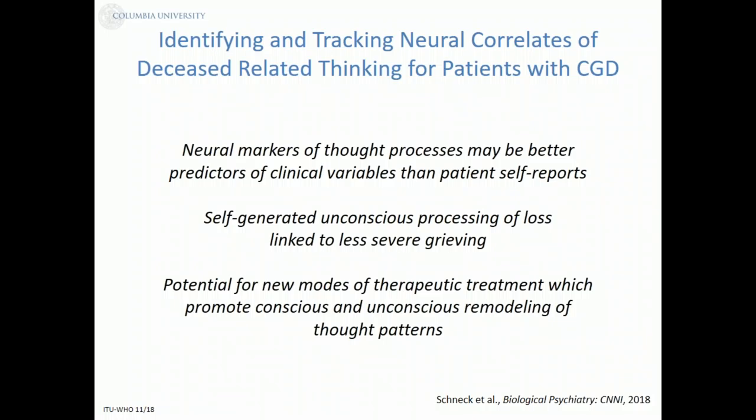So we might be able to get a better idea of whether they are truly in a good mode of recovering from grief, not just simply by what they're reporting in their therapy sessions, but in terms of underlying dynamics in brain activity. And we think this is important because we can potentially map this into things like closed loop intervention, habit training, things of that nature to provide new modes of therapeutic treatment which promote not just conscious changes, so what something like a robot coach or a psychotherapist might help us with, but even unconscious remodeling of thought patterns that help us deal with some of the symptoms and effects of complicated grief.